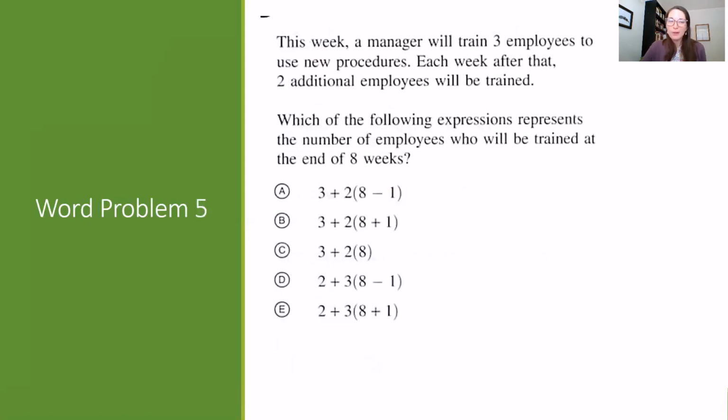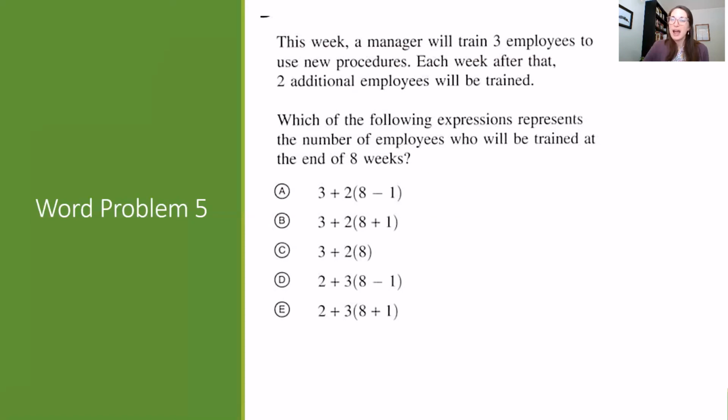Now for our final problem, word problem 5, it says, this week a manager will train 3 employees to use new procedures. Each week after that, 2 additional employees will be trained. Which of the following expressions represents the number of employees who will be trained at the end of 8 weeks?